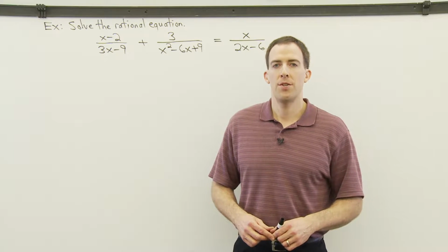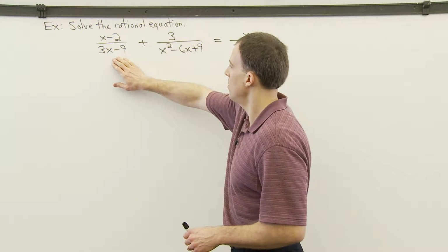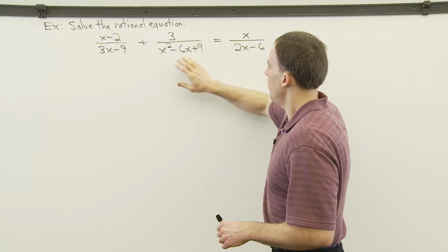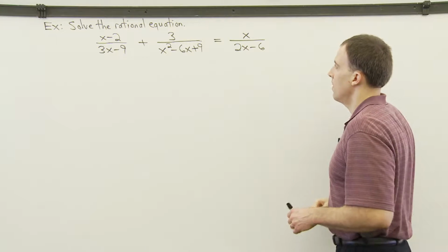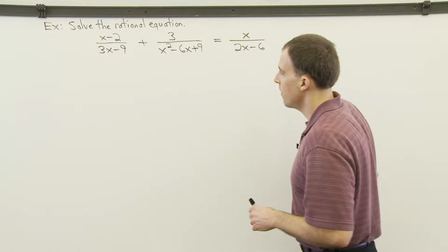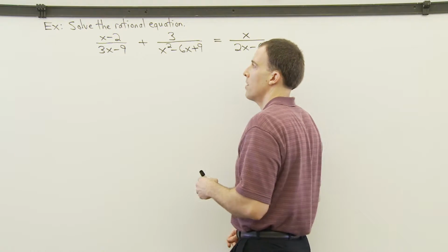Here we have a rational equation to solve. It's (x − 2) over (3x − 9) plus 3 over (x² − 6x + 9) equals x over (2x − 6). The first thing we've got to take care of is factoring all of the denominators.